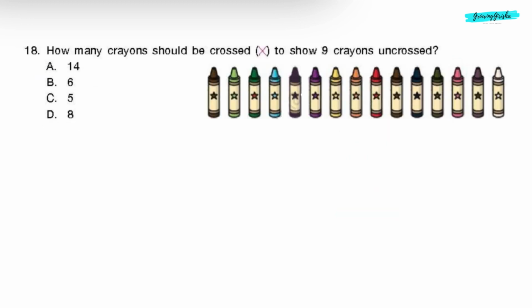Question 18. How many crayons should be crossed to show 9 crayons uncrossed? We have to show 9 crayons uncrossed. So, we'll count first 9 crayons. 1, 2, 3, 4, 5, 6, 7, 8, 9. We'll cross out the remaining ones. 1, 2, 3, 4, 5, 6. So we crossed 6 crayons. So option B will be the correct answer.